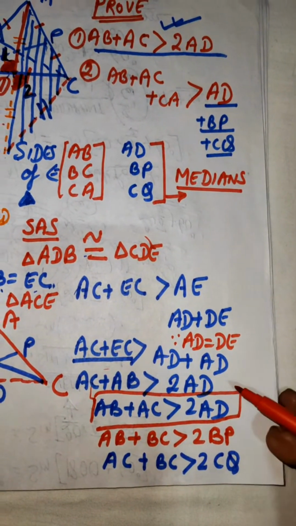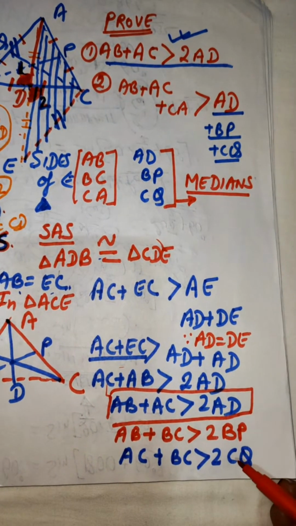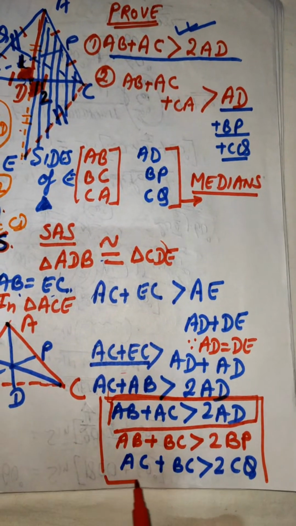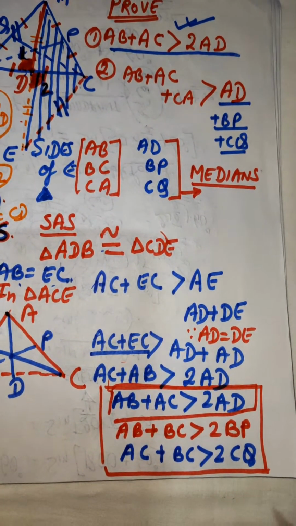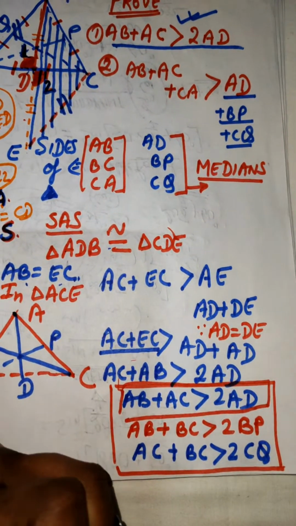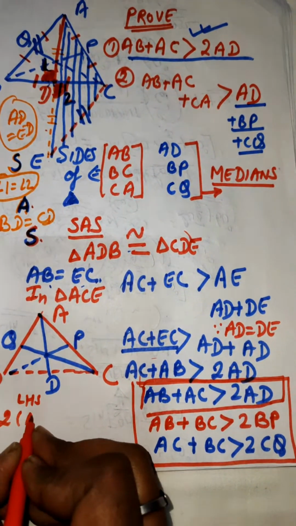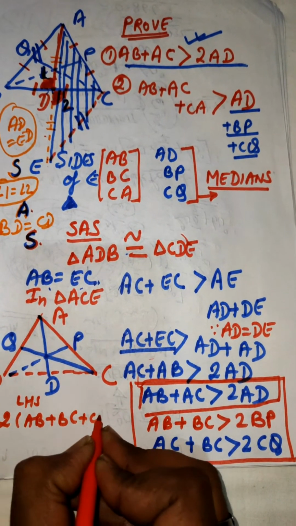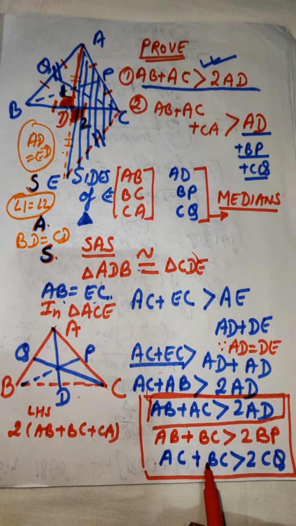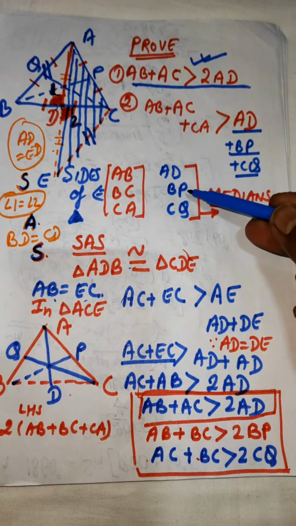So just see AD, BP, CQ. These are the medians. So into the RHS we have the medians. So just add these three equations. You can see AB is coming 2 times, AC is coming 2 times, and BC is coming 2 times. So on adding, can't we say that LHS is 2 times AB plus BC plus CA, right? If LHS is 2 times AB plus BC plus CA, what will be the RHS? Into the RHS we have AD, BP, CQ, and AD, BP, CQ are the three medians.